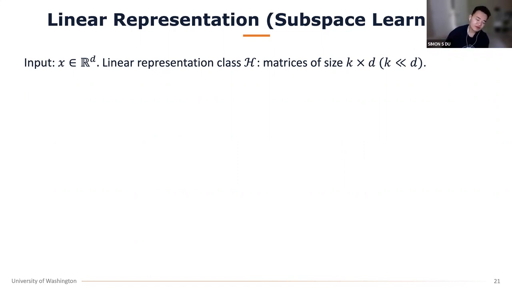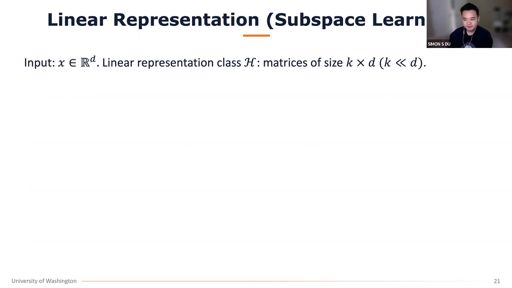Here, you can view the representation as a matrix. It's a matrix of size k by d, where the input dimension is d. You can think of d as very, very large, but the representation dimension is k, which is usually much smaller than d. This is what we call the linear representation class. Equivalently, we want to learn a k-dimensional subspace that is a good representation of the original d-dimensional raw input.